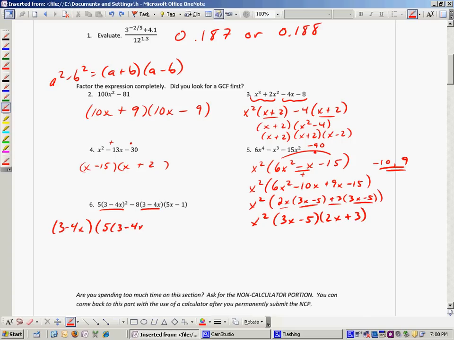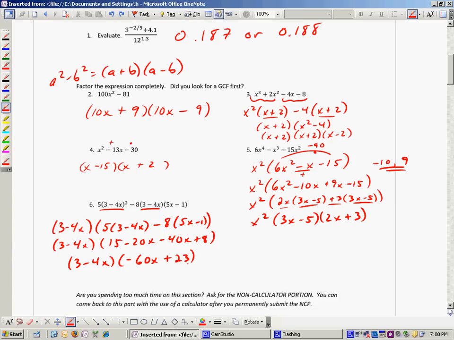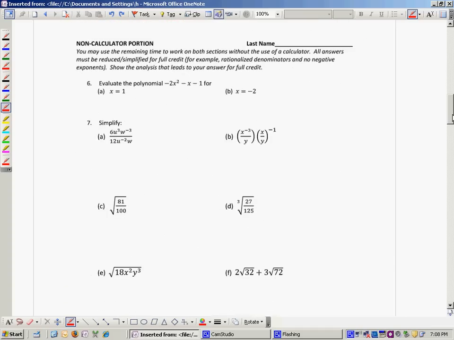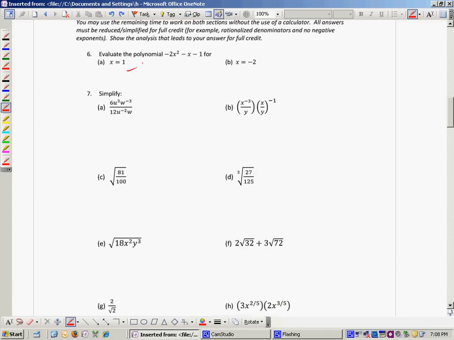You're left with 5 and a 3 minus 4x in the first spot, then minus 8 times 5x minus 1 from the second product. Now the 3 minus 4x comes along for the ride. 15 minus 20x, and so on. Combine like terms, and you get this, which is finished. And you're factored. Now I don't want to go over every problem.